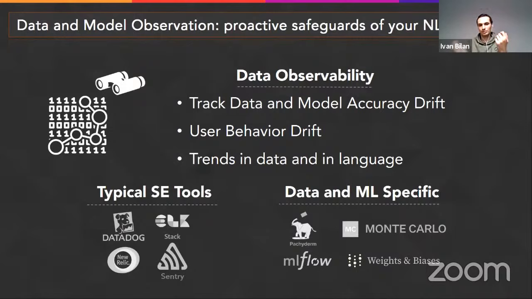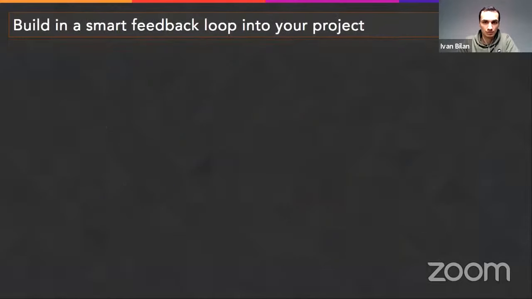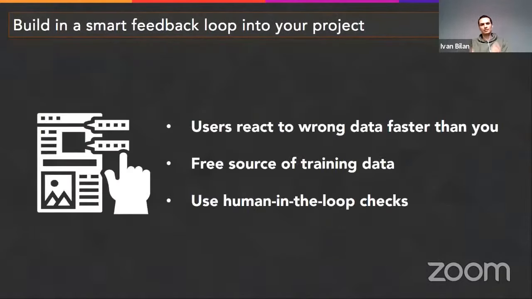And you have a lot of tools to do that. There are software engineering tools like Datadog, but there are also specific ML tools like Pachyderm and Monte Carlo. You can do it in MLflow. So yeah, there is quite a lot of tooling around that. And the best way to monitor the quality is to have a feedback loop from the users. In the UI, you can allow the users to fix issues or just send you feedback very quickly. And that can also be a free source of training data.